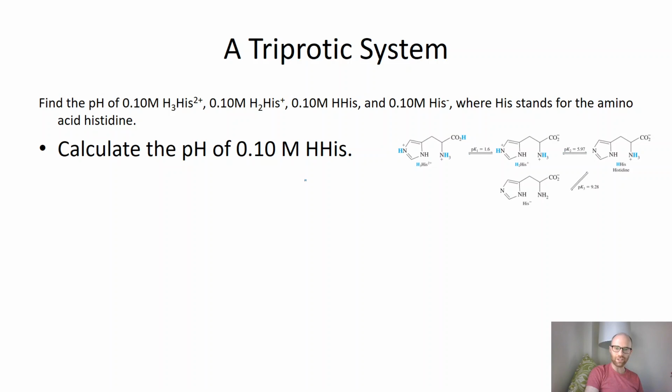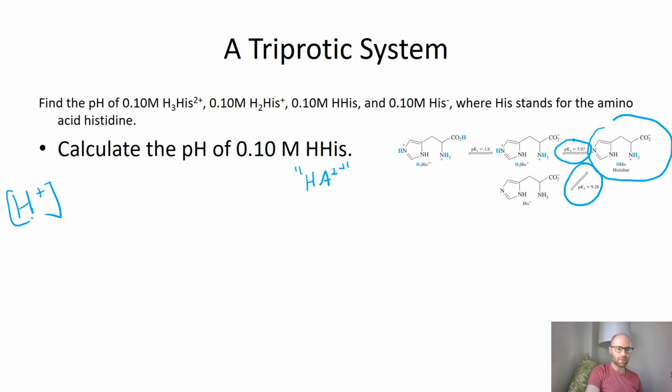Looking at this HHis here, that corresponds to HA2 minus in terms of our previous formulas. So that's this species here. We'll be looking at the two K's surrounding it, K2 and K3. Same deal as before. Here we're going to do K2 K3 F plus K2 KW, all divided by K2 plus F.